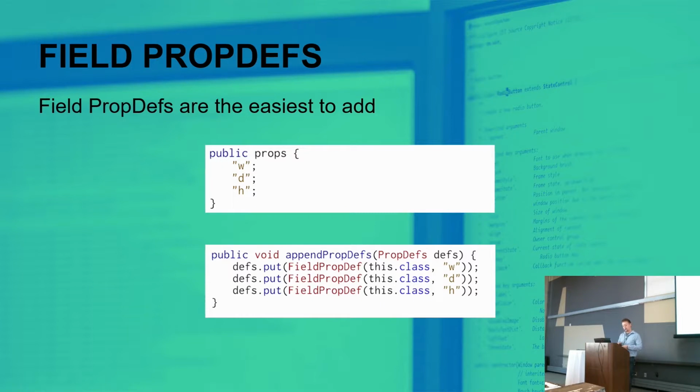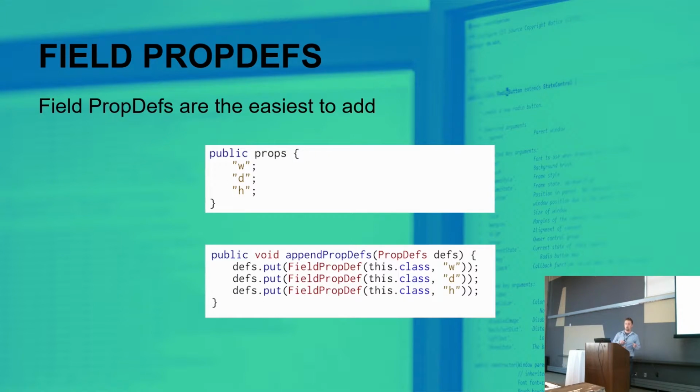If you were to do this by hand, append PropDefs would look like this. So already you can see how much time we're saving just doing a simple field PropDef case. So with field PropDefs specifically, well, I mean, caching PropDefs is a good idea for all of your PropDefs, but with field PropDefs, it's especially important.